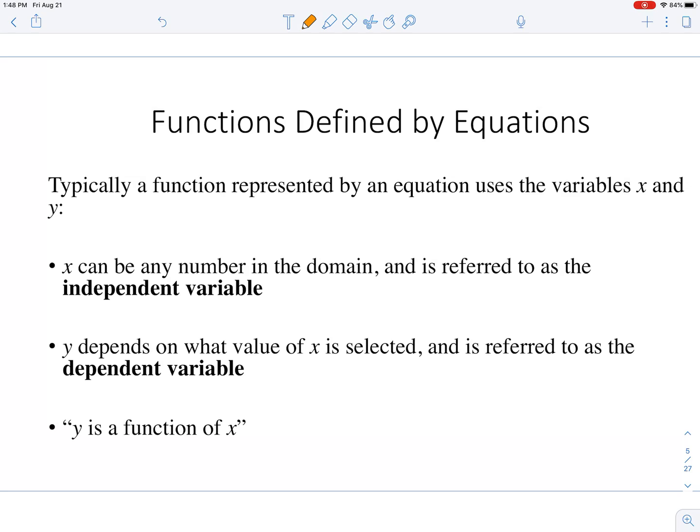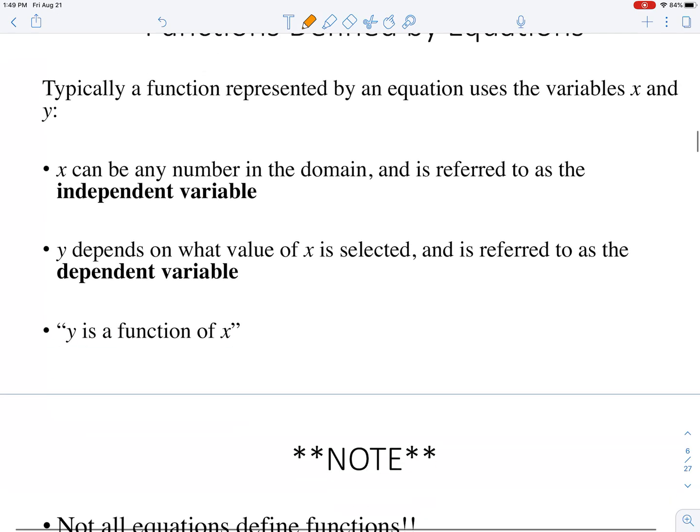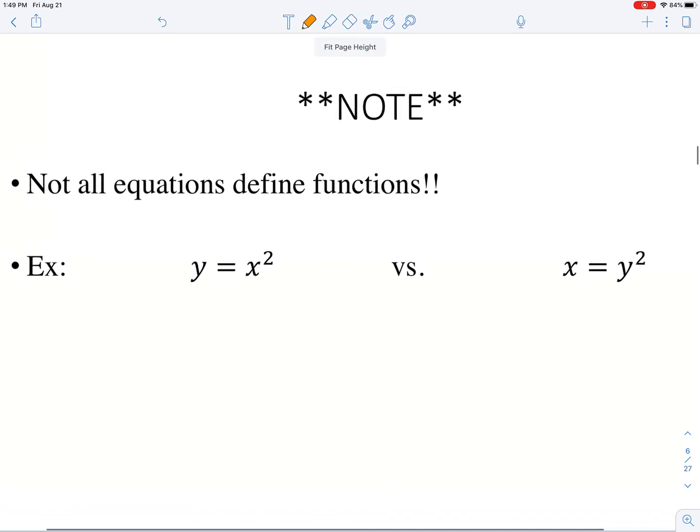And then y, which depends on the value of x, is referred to as the dependent variable because y depends on x. X can be any value within the domain, and we'll talk about domain in a couple of minutes, but the value of y depends on what the value of x is. And we say that y is a function of x if every value of x corresponds to exactly one value of y. Always think back to that definition.